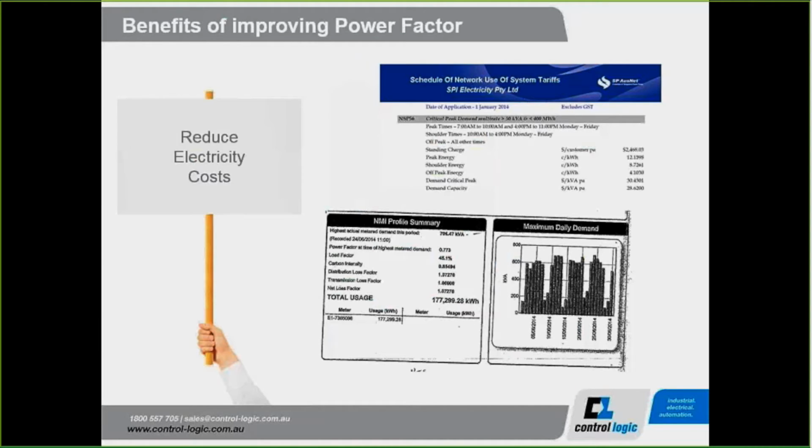Okay, so we've looked at what is power factor correction. We've described how it works, and we now need to look at some of the benefits or reasons why you might want to install power factor correction. What's in it for you?